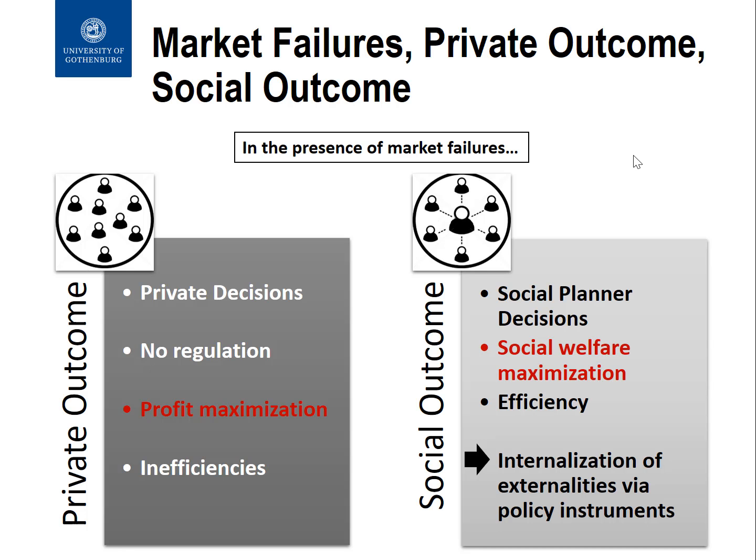Now we are about to compare the private outcome with the social outcome, where the private outcome is characterized by private decisions of agents in absence of regulation, which leads to inefficiencies if there are market failures. The social outcome instead is characterized by the decision of a social planner whose objective is to maximize social welfare in order to reach efficiency. So the social planner aims to correct for externalities or equivalently internalize externalities in her decisions.